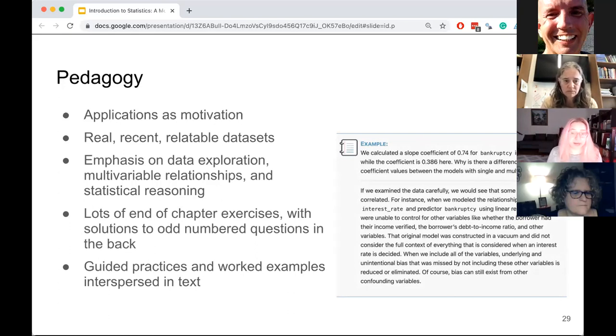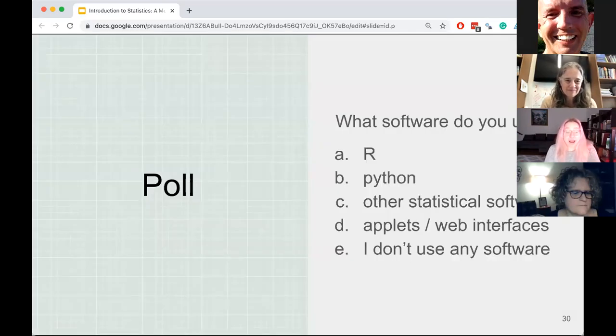And the guided practices are similar questions, but then the answer is hidden in the footnote, with the idea that maybe that makes the student stop for a second and not look at the answer right away, but gets them thinking, which is hopefully a good break to their reading. So next, let's say a few words about computing.